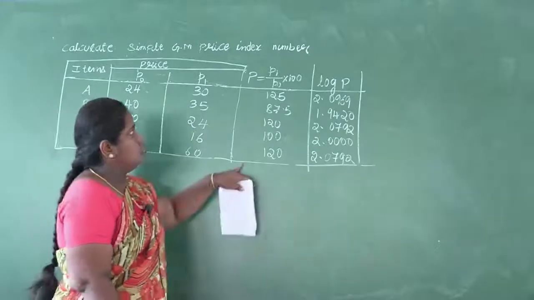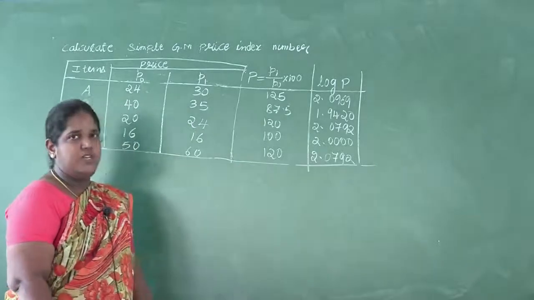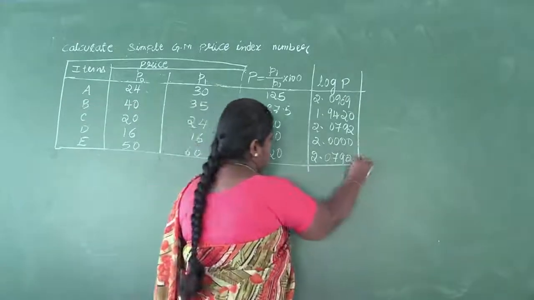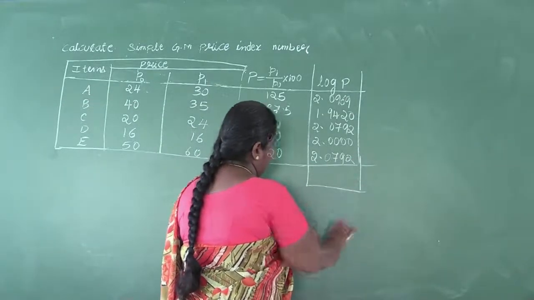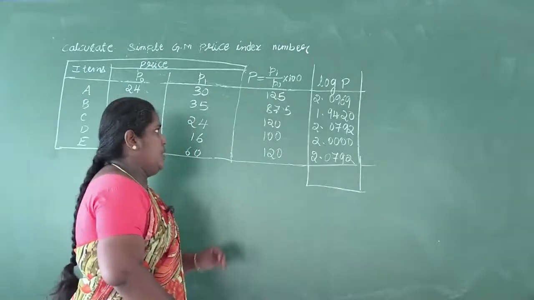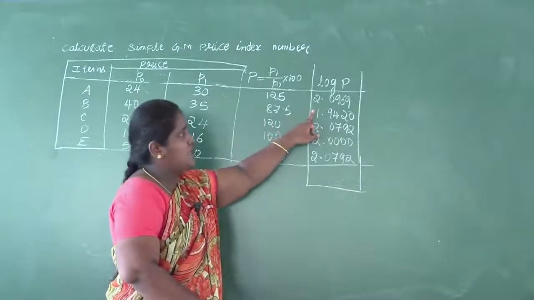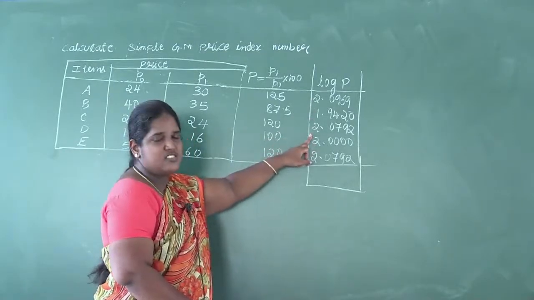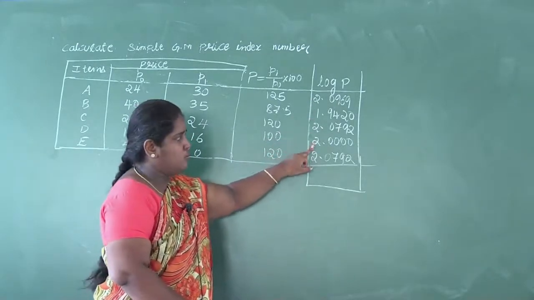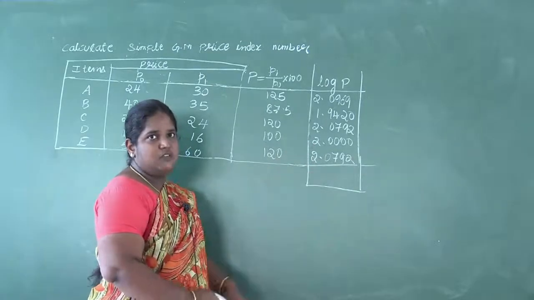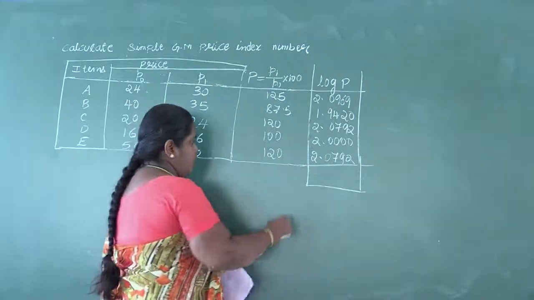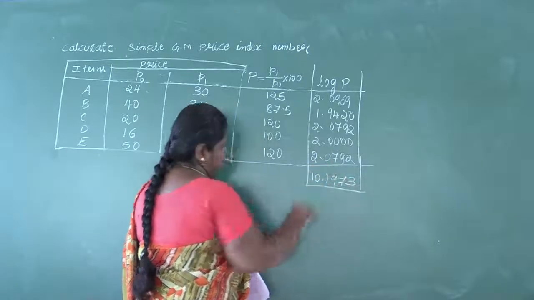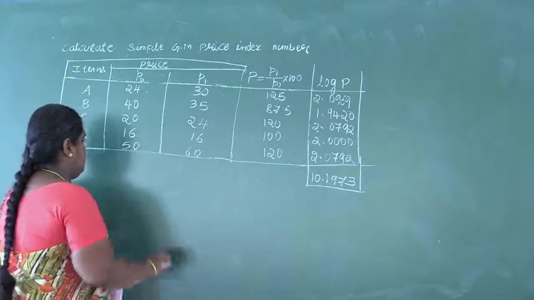And since we are doing simple geometric mean, we need only the total of log P. So you need not total the P values. Total of P is needed when we are doing arithmetic mean. Here we are doing only the geometric mean. So we need the total of log P. So log P values, I'll say it, 2.0969, 1.9420, 2.0792, 2.0792. So do the total of all the values, we'll get 10.1973.